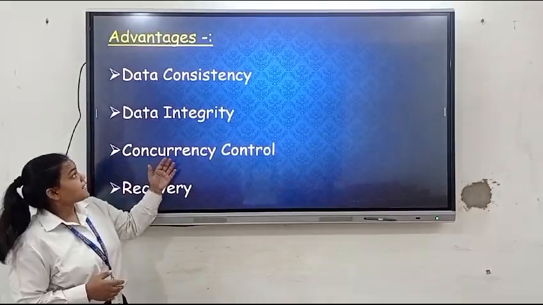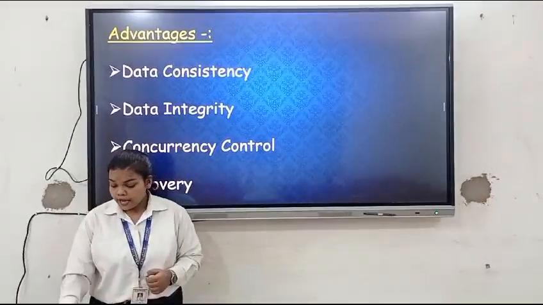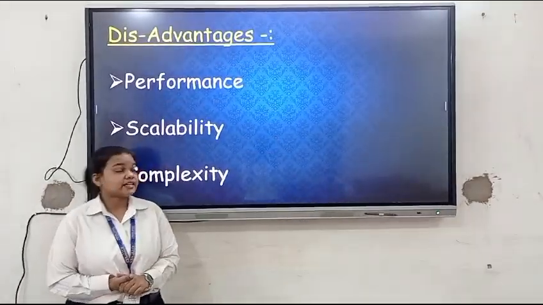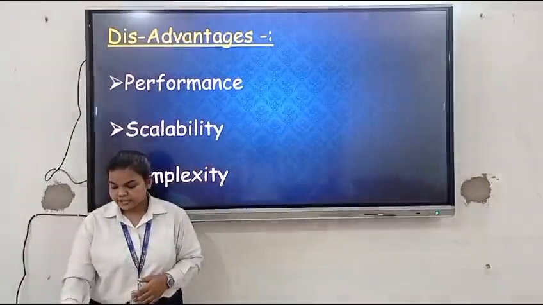What are they? Data consistency, data integrity, concurrency control, and recovery. And it has some disadvantages also: it affects the performance, scalability, and complexity.